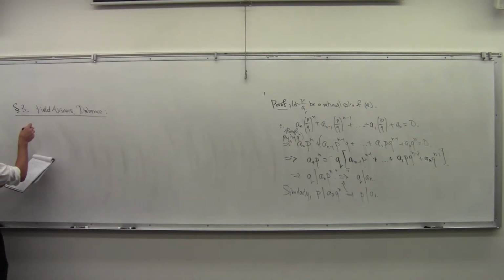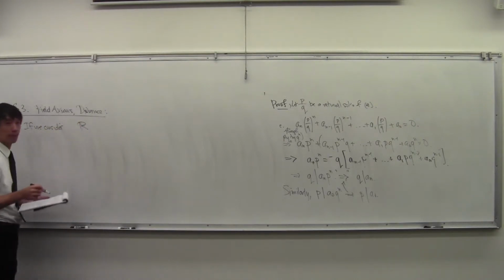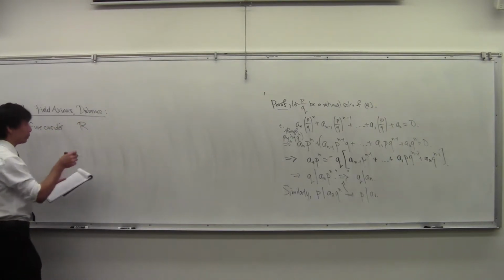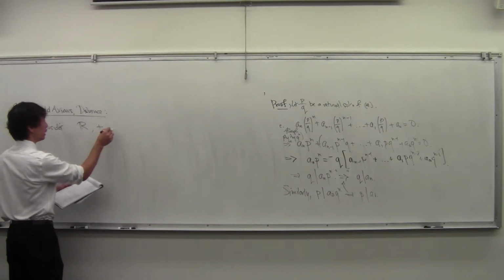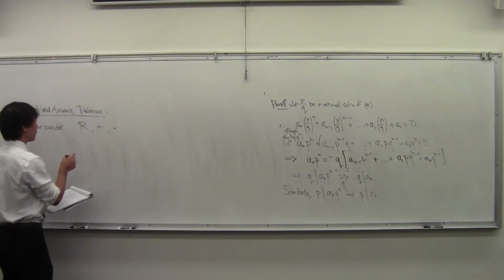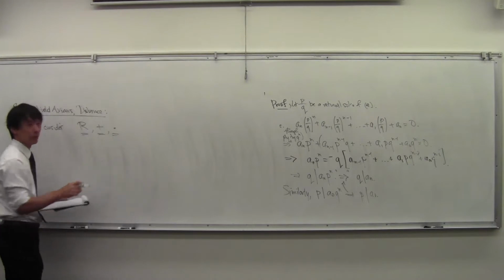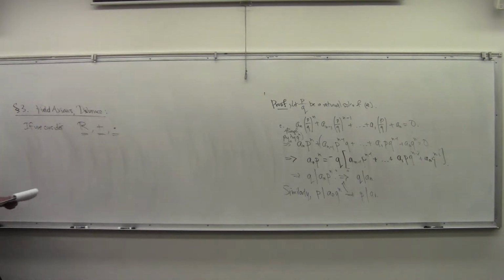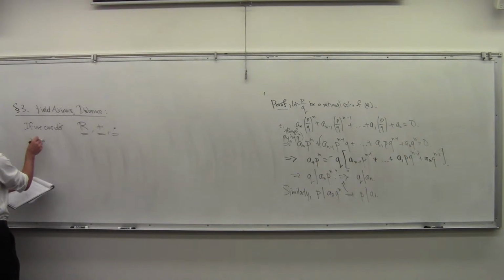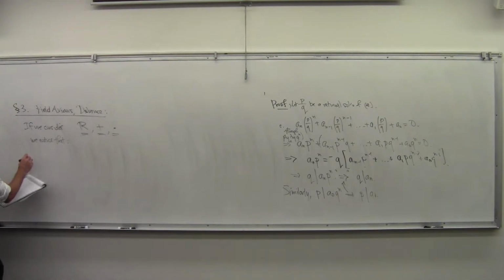Okay, so if we consider the real numbers, well, the real numbers have an addition. They also have a multiplication, right? So we consider the reals, but not just the reals. We consider the reals with these two binary operations on it. We notice that there's a bunch of things that are satisfied.